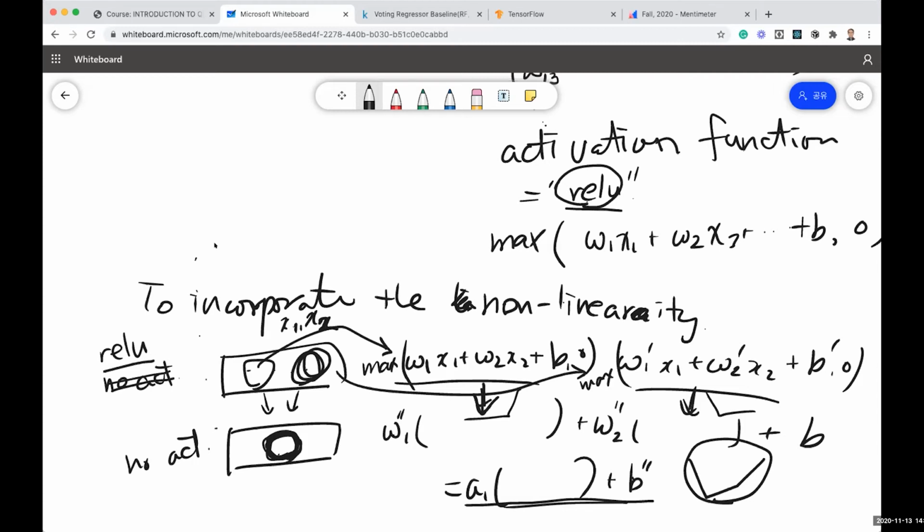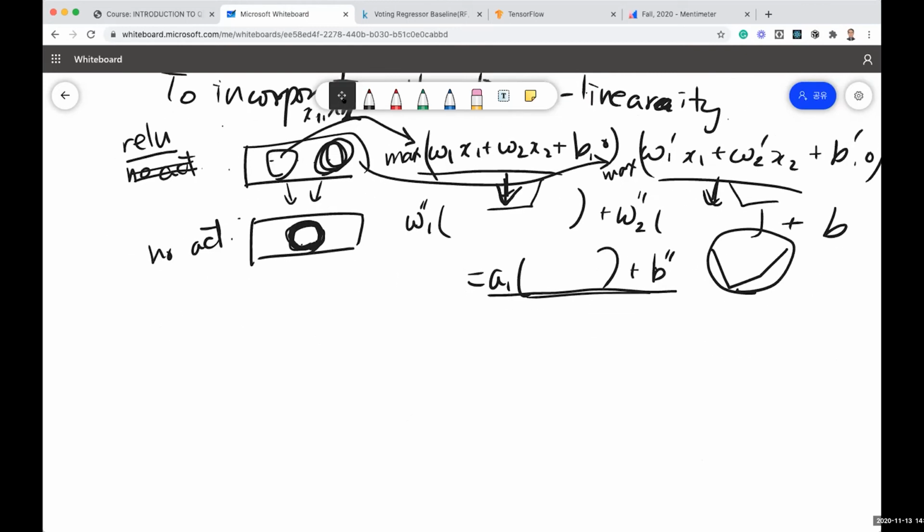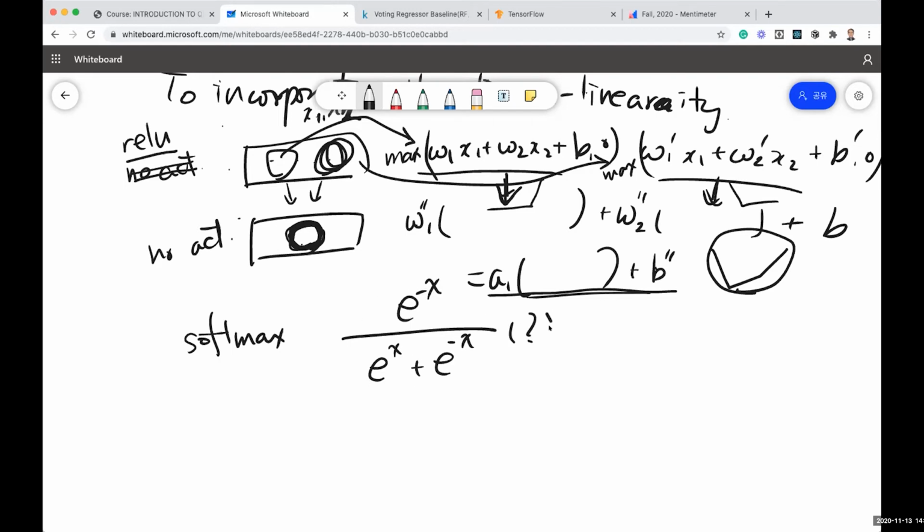And ReLU is the most famous one. At the beginning of machine learning, people thought of, for example, the softmax function, which is something like this, an exponential and minus exponential function. I'm not sure of the exact form; I have to take a look. And there is another function called tanh. And this is another activation function.